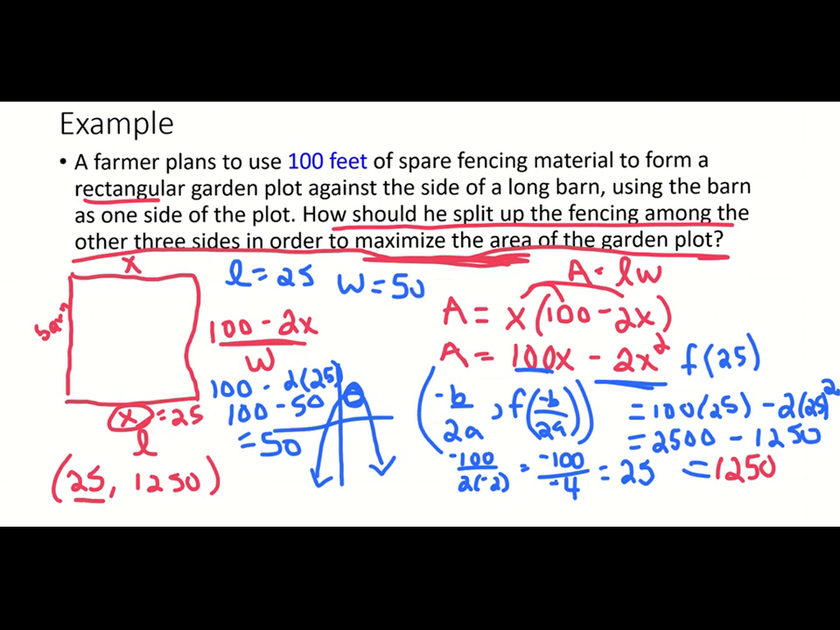And then this y value or k value, 1,250. What do you think that represents? In our case, it's going to represent the maximum area. So with the 100 feet of fencing, he can have 1,250, I think it's square feet, of garden space. Kind of cool. I know you guys are excited.